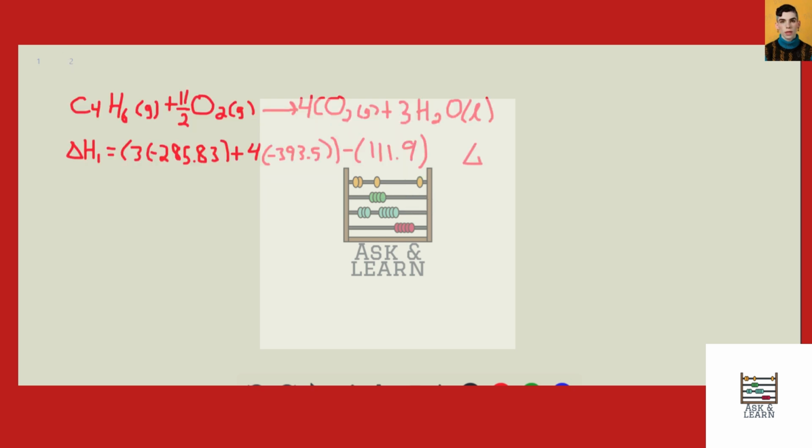That means delta H of 1 is 3 times minus 285.83 plus 4 times minus 393.5 minus 111.9. Delta H of combustion for this one is going to be minus 2543.39 kilojoules per mole.